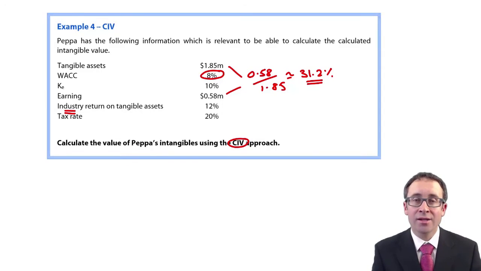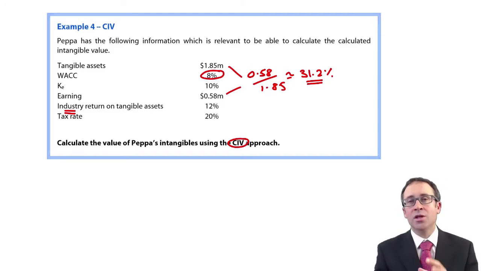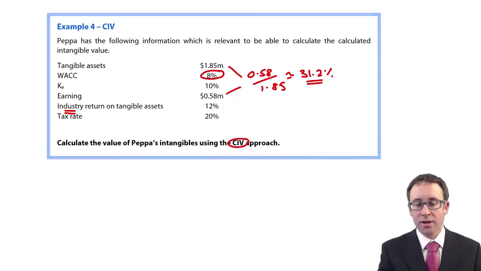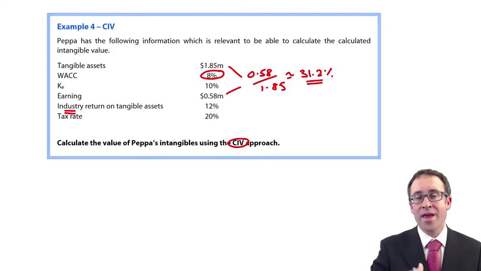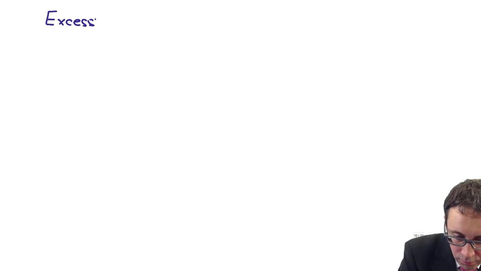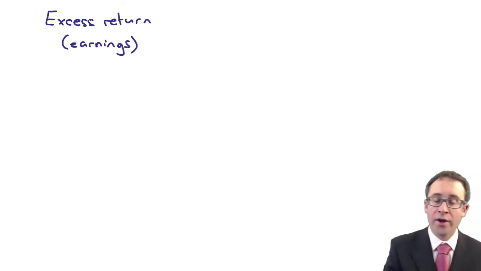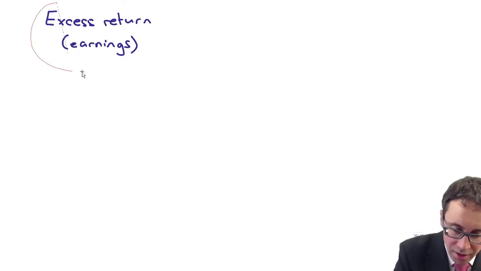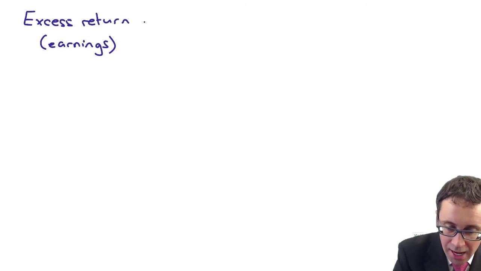Because we have a high value of intangibles. But we need to be able to convert that into an earnings figure to work out the excess earnings compared to what the industry is generating. So we need to work out this excess return based upon your earnings. Let me just move that over ever so slightly. How do we work that out?